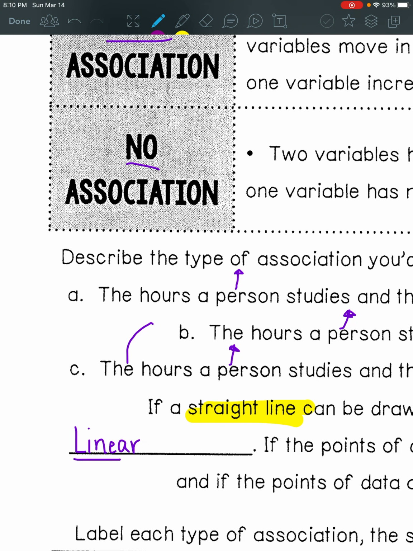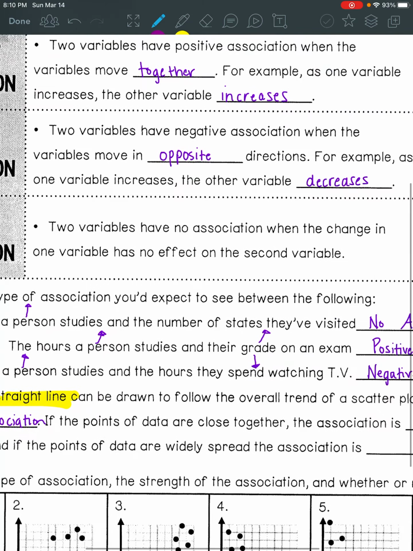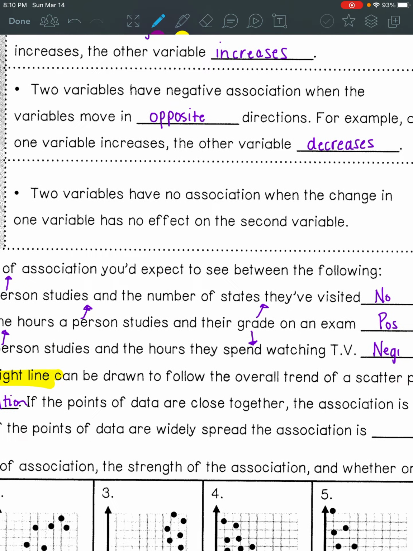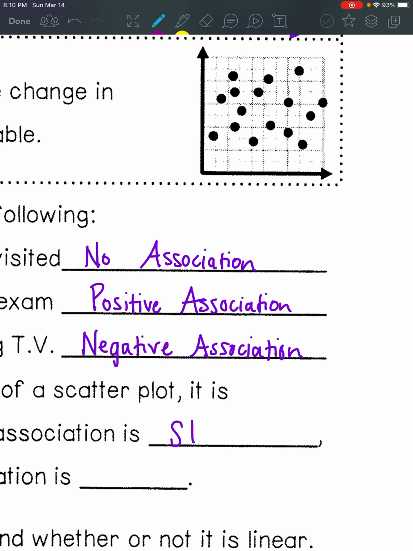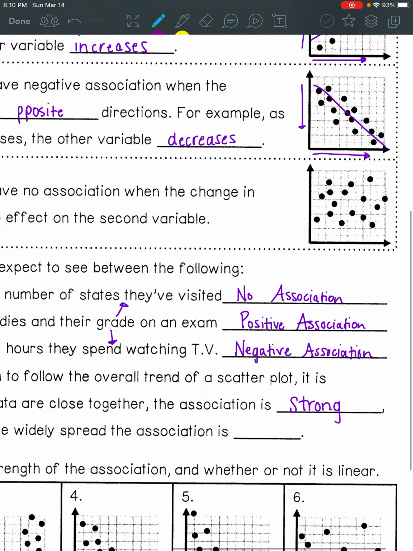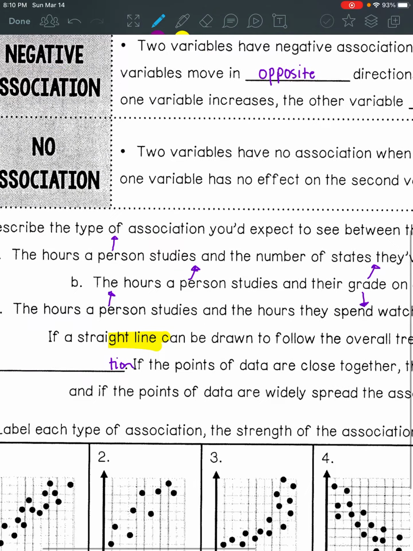Linear has the word line in it, so linear means that it's going to form a straight line. All those examples we looked at up above form straight lines except for the no association. If the points of the data are close together, then the association is strong. That means the correlation between the two variables is very strong. It's very likely that as one increases, the other one increases.